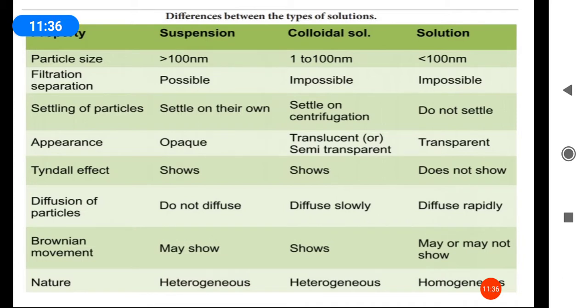Here are the differences between the types of solutions. Particle size: in a suspension, the particle size is greater than 100 nanometers. 1 nanometer is equal to 10 power minus 9 meter, so 1 meter is equal to 10 power 9 nanometers. In a colloidal solution, the particle size is 1 to 100 nanometers. Then in a solution, the particle size is less than 100 nanometers.